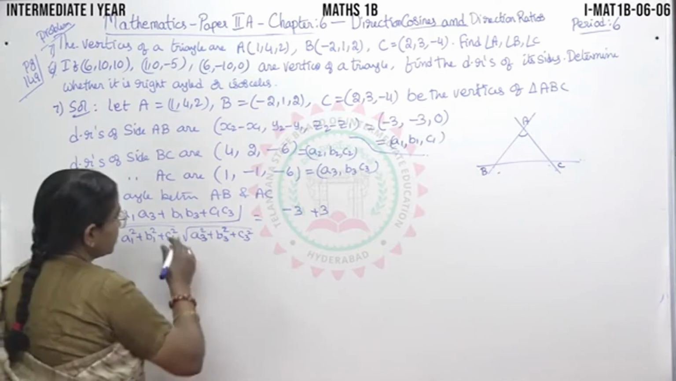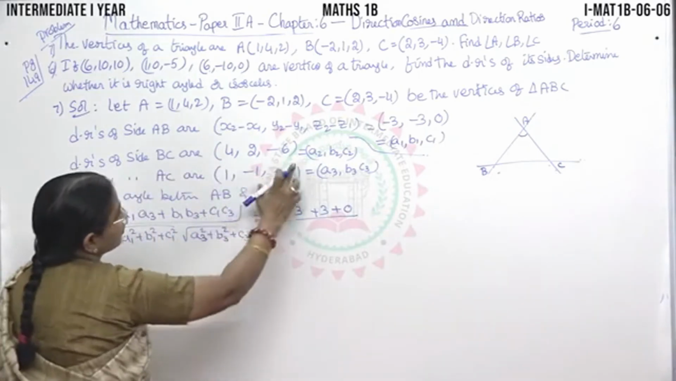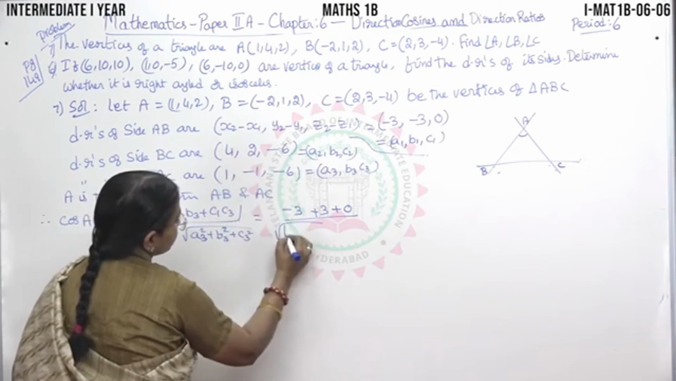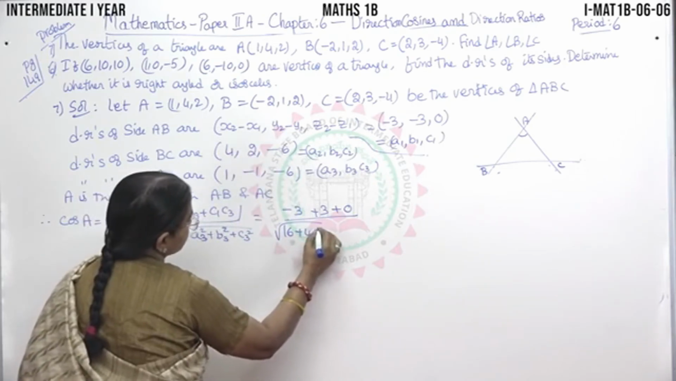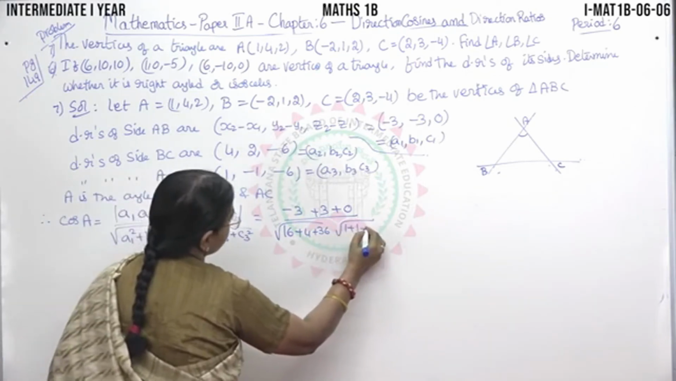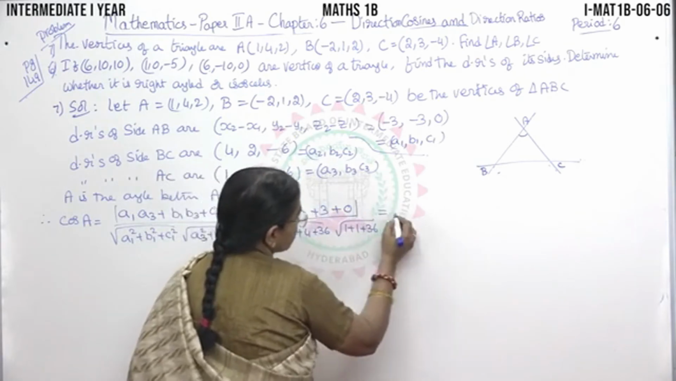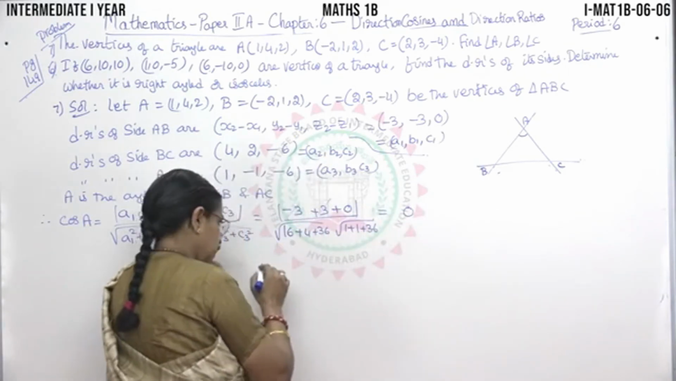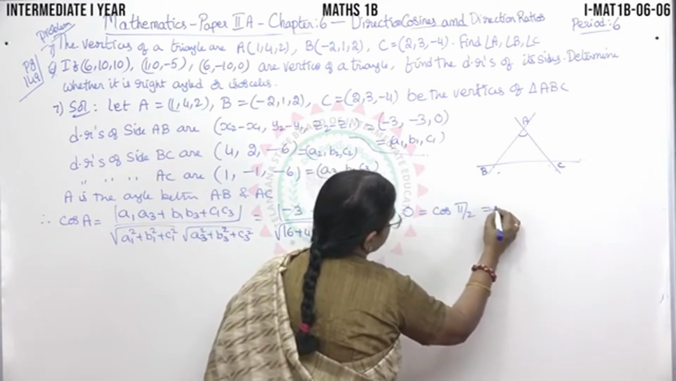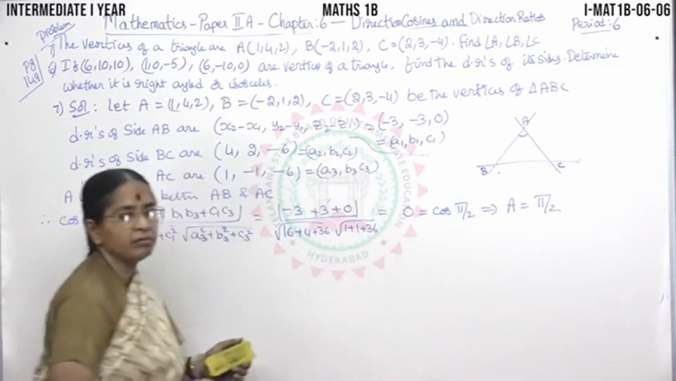Yes. -3 plus 3 plus 0 by root of 16 plus 4 plus 36, and then again root of 1 plus 1 plus 36. So it is equal to 0. 3 gets cancelled and 0. So 0 by any number is 0. 0 can be written as cos pi by 2. So that means A is equal to pi by 2. So one angle we found out.